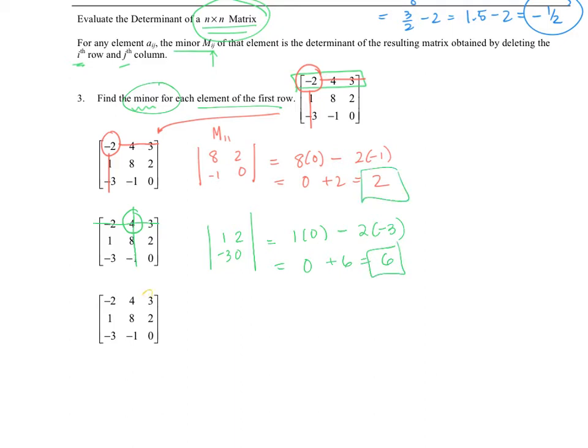Then we're going to find the minor associated with the 3. That'll be leaving the matrix 1, 8, negative 3, negative 1. And so we will find the determinant here. That's 1 times negative 1 minus 8 times negative 3. So we're going to get negative 1 plus 24, which will get me a 23. That's the minor associated with that 3. So I guess I could have named these. For the second one, this was M, and it's going to be row 1, column 2. And then this one would be row 1, column 3. So those are the minors associated with each of those elements.